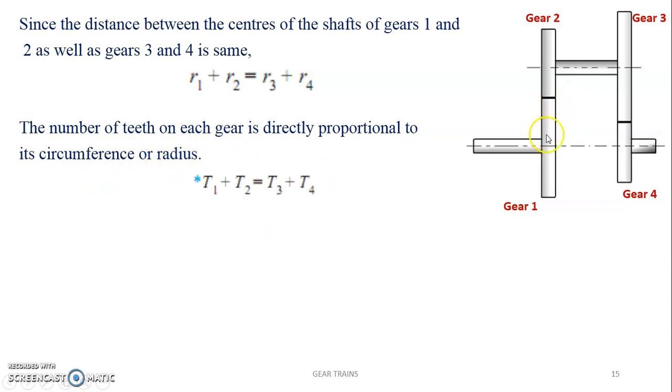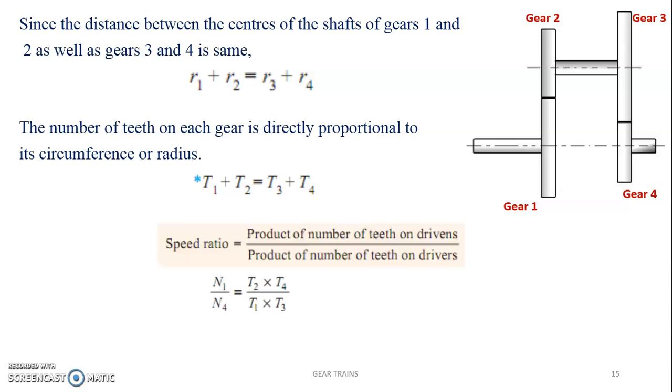That means T1 plus T2, that is the number of teeth on gear 1 plus number of teeth on gear 2, is equal to the sum of the number of teeth on gear 3 plus number of teeth on gear 4. And also I think I have told you the bigger the size of the gears, the more are the number of teeth. That is, as its radius or diameter increases, the number of teeth on the gear increases. So even this expression holds good. R1 plus R2 is equal to R3 plus R4. In that case, T1 plus T2 is equal to T3 plus T4.